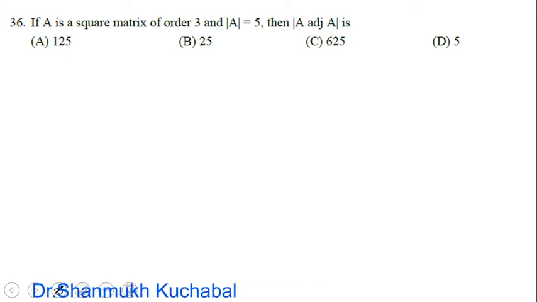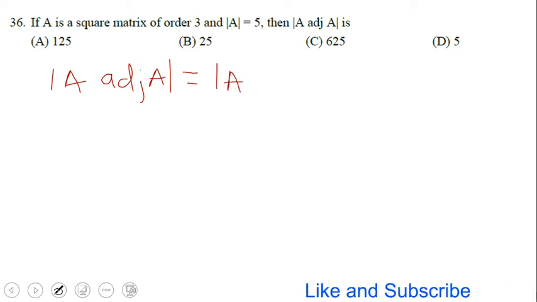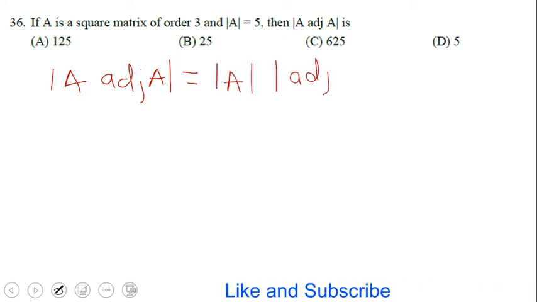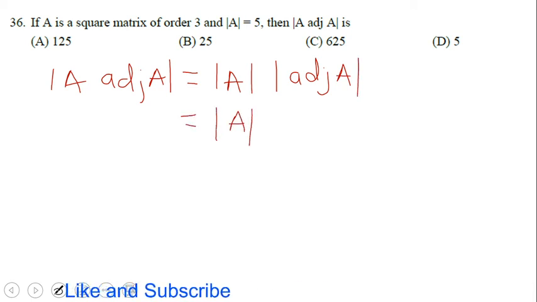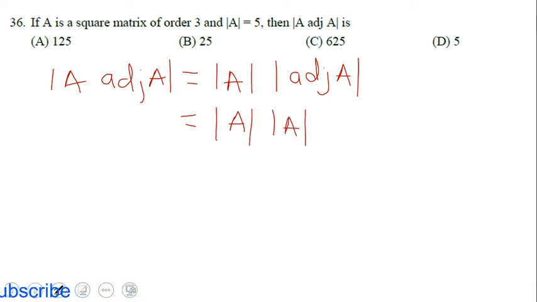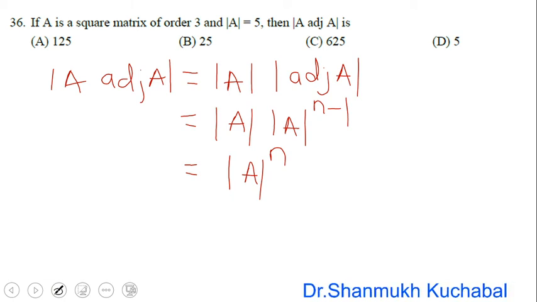If A is a square matrix of order 3 and determinant of A is 5, then we have to calculate the determinant of A into adjoint of A. So this is determinant of A times determinant of adjoint of A here. Determinant of A is as it is. Determinant of adjoint of A is determinant of A raised to n minus 1. So we get determinant of A raised to n here.